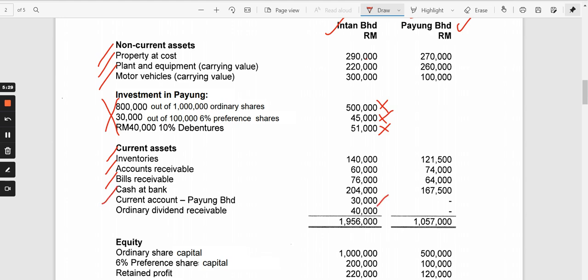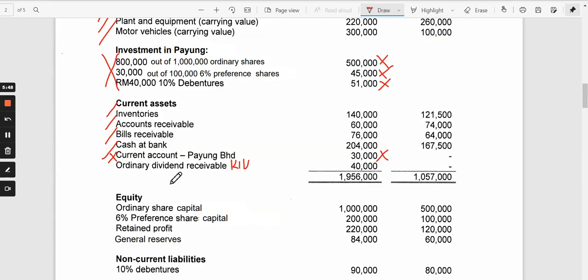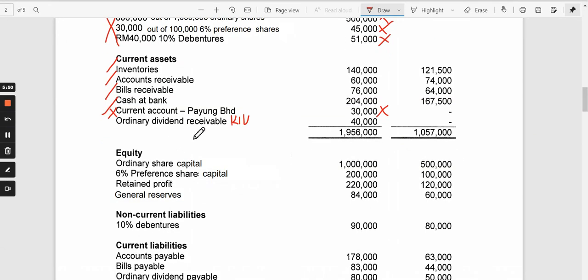Current account will not be included, it will be eliminated. Ordinary dividend receivable, we will also need to check if that needs any elimination. So this one you need to KIV, right? You may have to see whether that is being recorded by the parent solely from the subsidiary, or is it also receivable from other sources or outsiders.